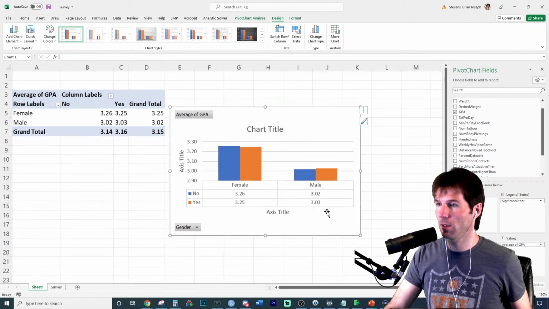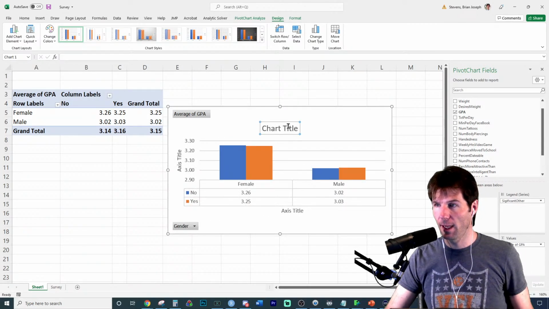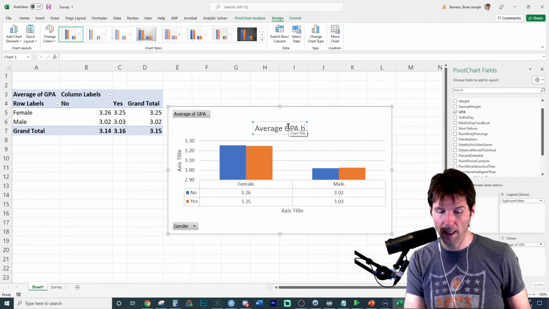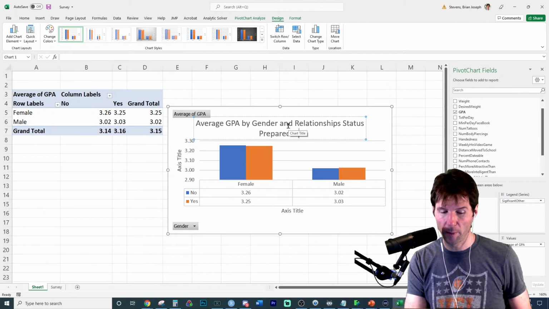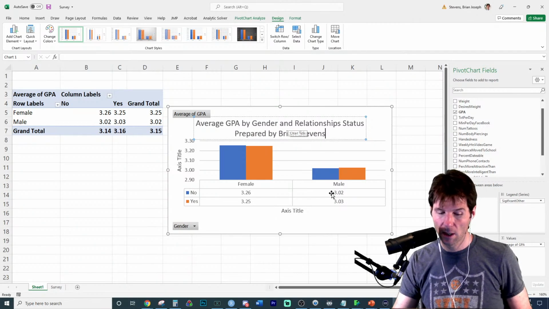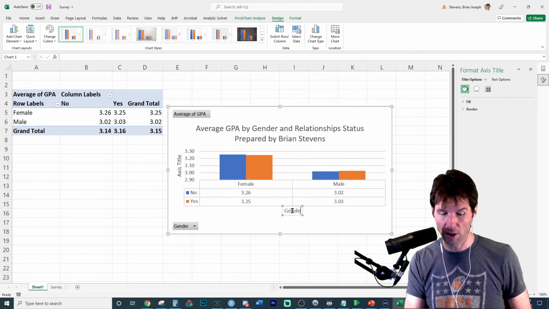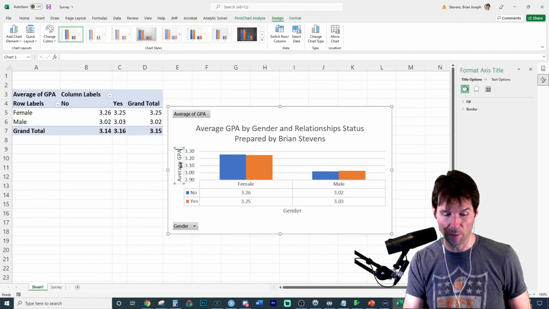And so I'm going to zoom out a little bit, kind of increase and make this look good right here. And we would say average GPA by gender and relationship status, prepared by Brian Stevens. Axis title right here is gender. And then over here is average GPA.